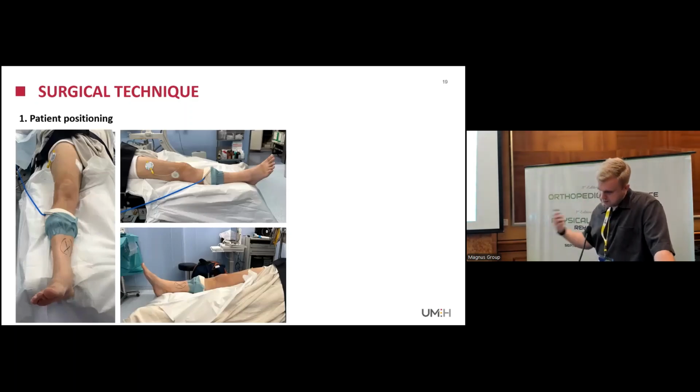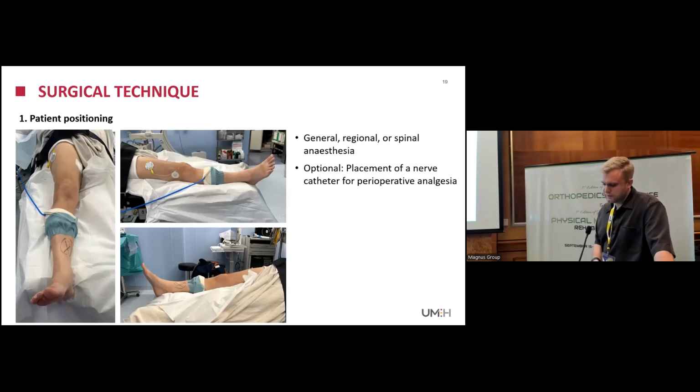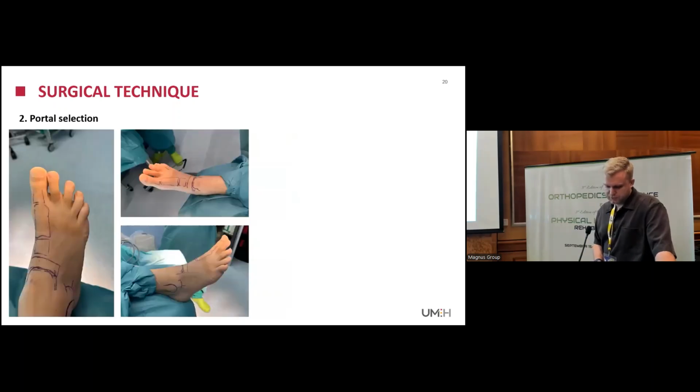After you have planned the surgery, the first thing you need to do is to position your patient. The anesthesiologist has to do a general, regional, or spinal anesthesia, with optional placement of a nerve catheter for perioperative analgesia, and then you position your patient supine with wedge support under the ipsilateral pelvis to control the internal leg rotation. You do your sterile draping, optional pneumatic tourniquet, and your single-shot antibiotic prophylaxis.